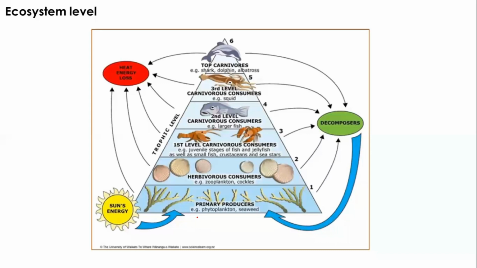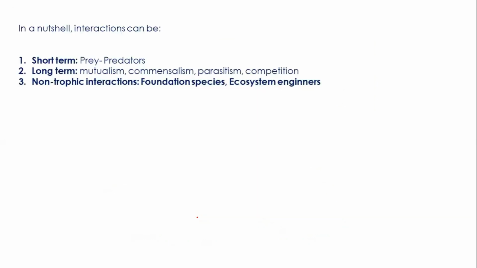We have already seen the biotic interactions happening at the ecosystem level, where the primary producers feed the secondary, the secondary feed the tertiary, and so on, right? So we will stop our discussion of the biotic interactions here. In a nutshell, there are three kinds of interactions happening. One is short term, for example, prey predator, because once the prey and predator come together, the predator will eat the prey, and then the prey is gone. So it's short lived.